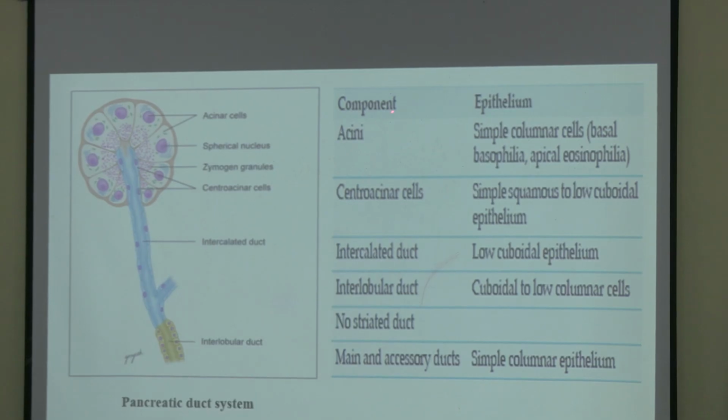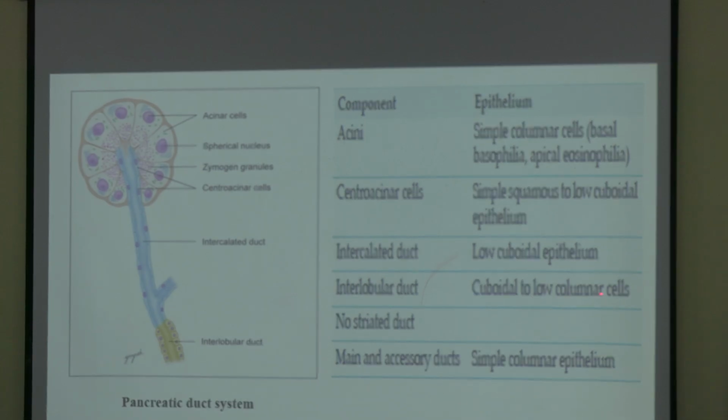Now in the entire exocrine pancreas, what are the different types of cells present? In the acini you can see simple columnar cells, with basal basophilia and apical eosinophilia. Next, the centroacinar cell is simple squamous to low cuboidal epithelium. Then the intercalated duct has low cuboidal epithelium, the interlobular duct has cuboidal to low columnar cells, and the main and accessory pancreatic duct has simple columnar epithelium. Now, one concept is there about the striated duct.